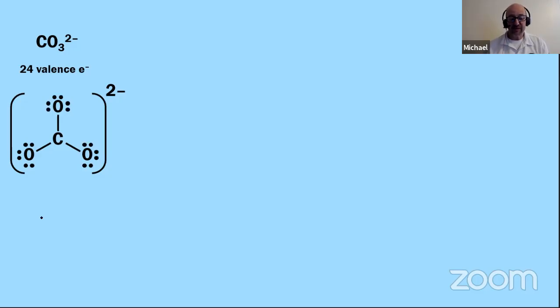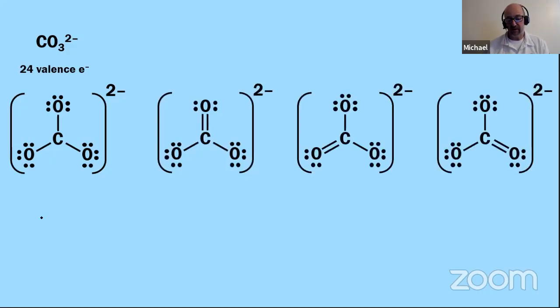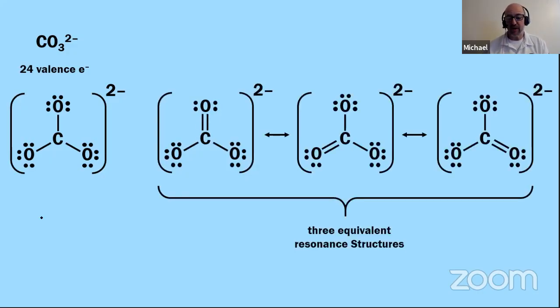Well, now to complete this Lewis electron-dot structure so I can have a full octet for the carbon, I have to make a double bond somewhere. I could make a double bond here, or here, or here. So in fact, we have 3 equivalent resonance structures for the carbonate ion.